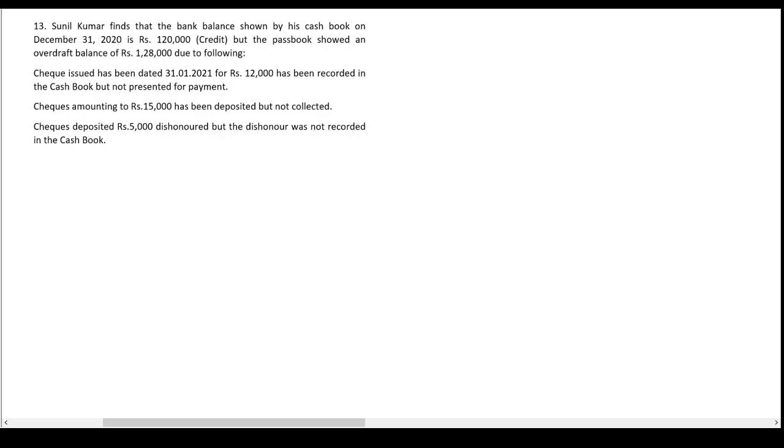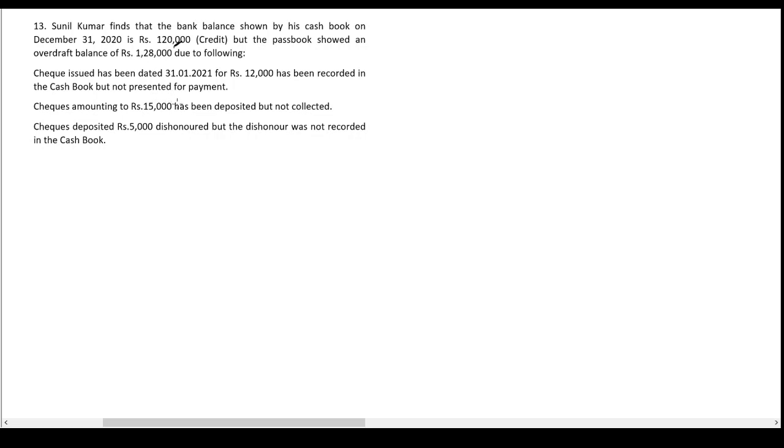Now let us do one more problem on bank reconciliation statement. Sunil Kumar finds that the bank balance shown by his cash book on December 31st, 2020 is rupees 1,20,000 credit. The cash book is showing a credit balance, that means it is an overdraft balance, but the passbook showed an overdraft balance of 1,28,000, that means both of them are not tallying.